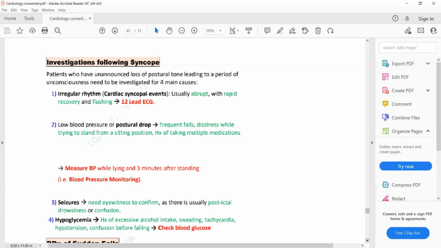Now hypoglycemia, the fourth important cause. Remember that a person who becomes unconscious due to hypoglycemia cannot become conscious on his own unless you correct the hypoglycemia. And also there will be a history of excessive alcohol intake, because chronic alcoholics can develop hypoglycemia. Also, before becoming unconscious, there will be a history of sweating, tachycardia, or confusion before falling. As for investigation, you will check blood glucose level if you are suspecting hypoglycemia.